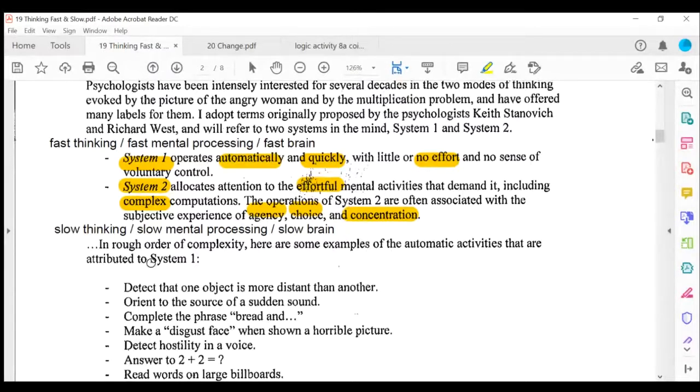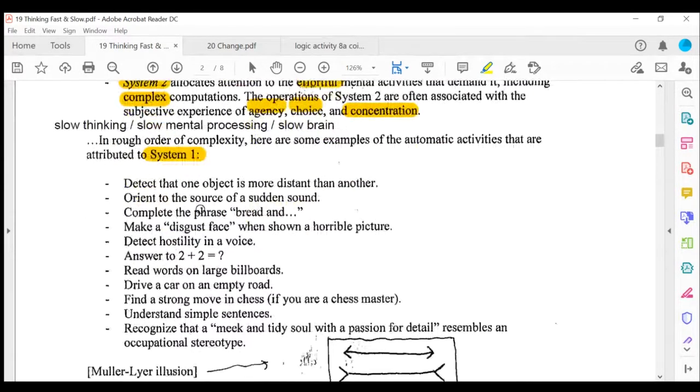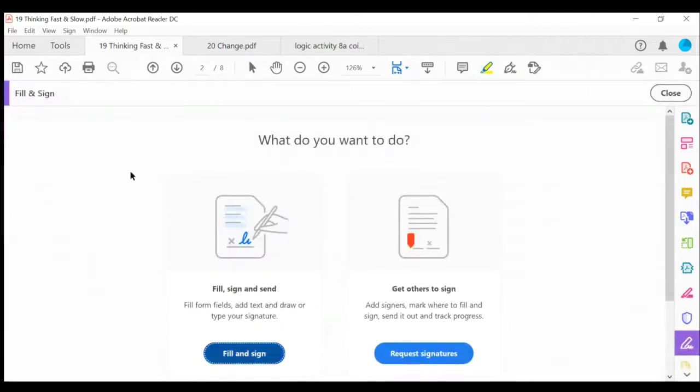So let's do some examples of stuff on the system 1 side of things. This is the fast thinking side of things right now. Everything that's fast thinking are examples right here. Detecting that one object is more distant than another object, right? It's pretty easy for you to notice just looking around your room, which objects are close to you, which objects are further away. Those don't require a lot of thought to do that. That's your fast brain.